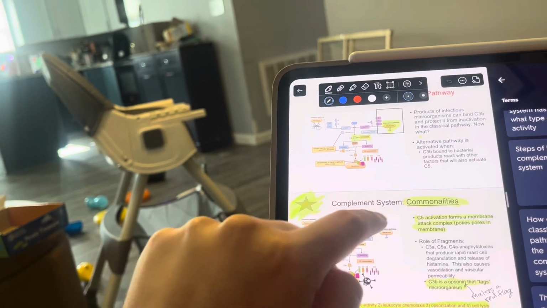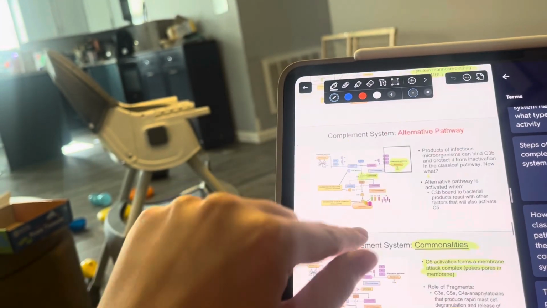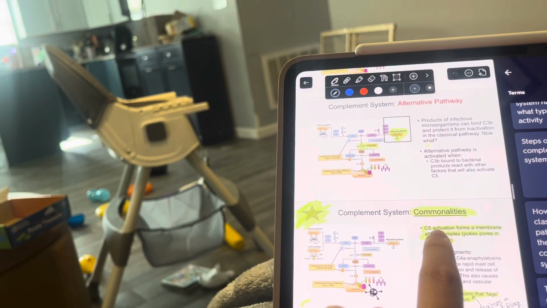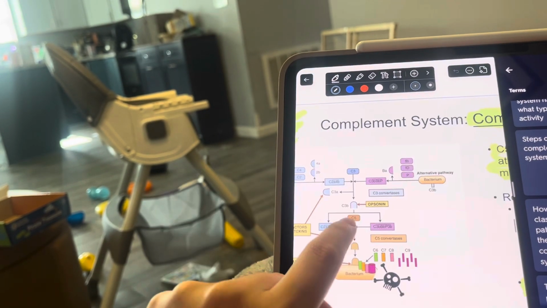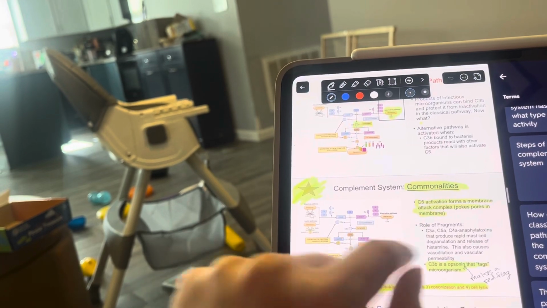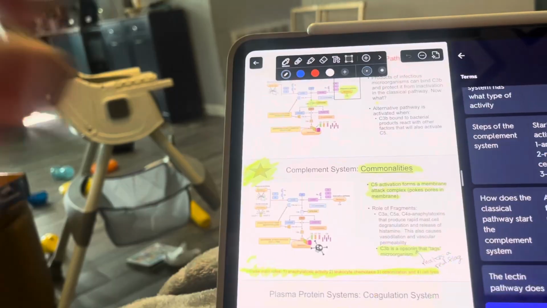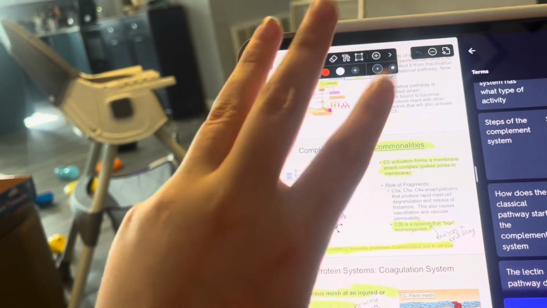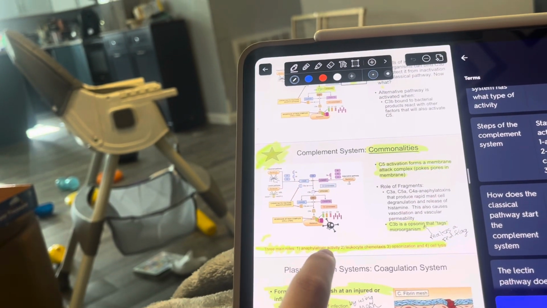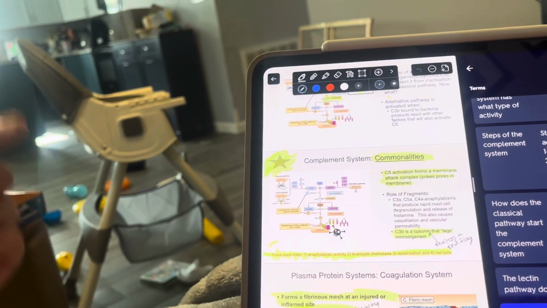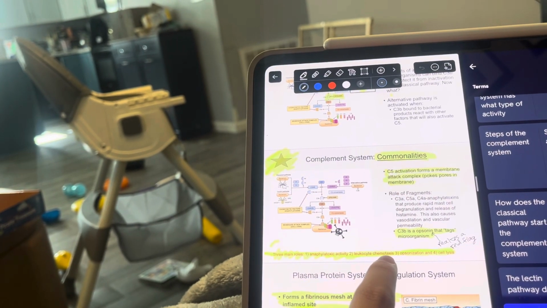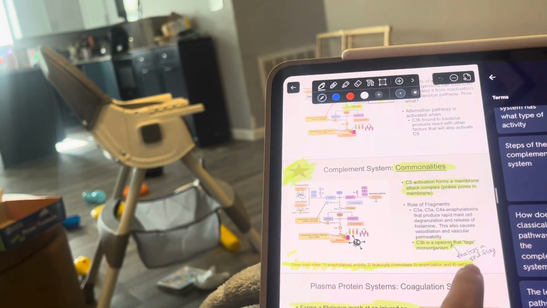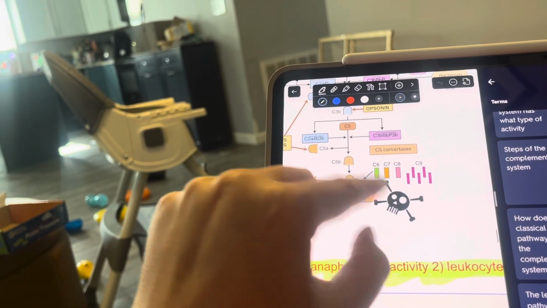So the commonalities with the complement system: all three of these start paths, the alternative, lectin, and classical paths, all have to have C5 activation. If you look here, C5 activation, all of them do that. And remember, that's the poking, stabbing thing. All three of them are going to end with anaphylatoxic activity, which is histamines being released. Leukocyte chemotaxis, which is like stabbing the cell. Opsonization, which is our tagging. And then cell lysis is the end product.